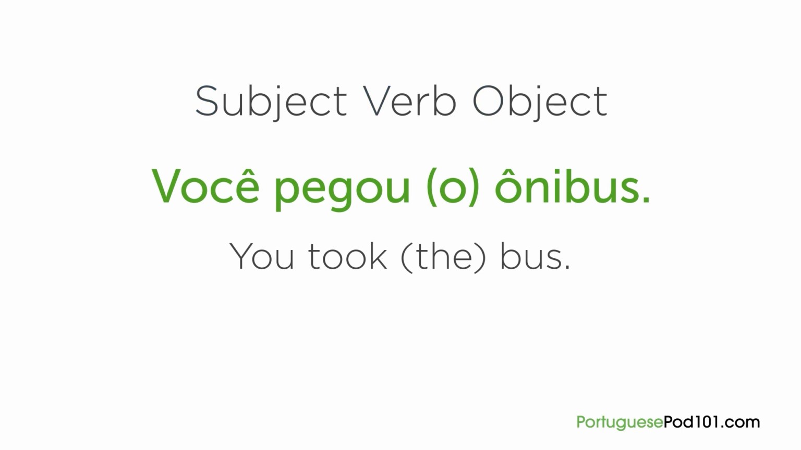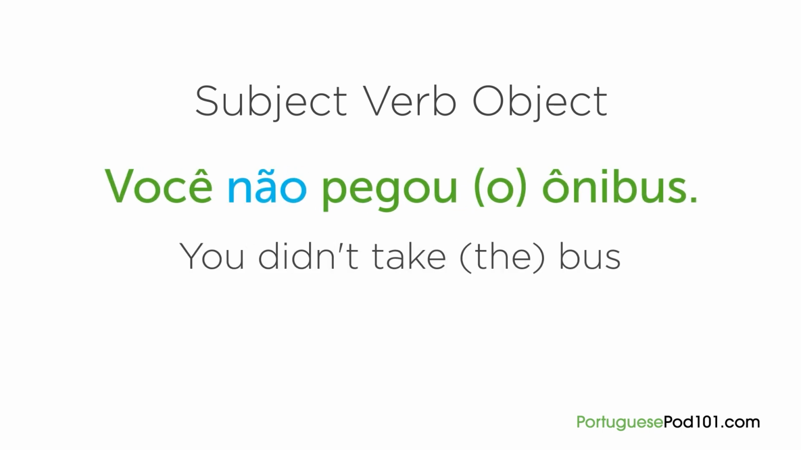Now, what if you want to say this as a negative sentence, Anna? You just have to place the negative word não, which means no or don't, before the verb. So we have the negative sentence. Você não pegou o ônibus. Basically, there are no different rules for these negative sentences. Just place the negative word não before the verb and keep the word order.